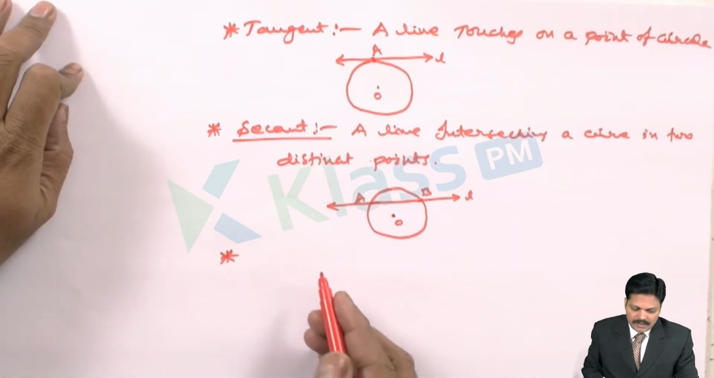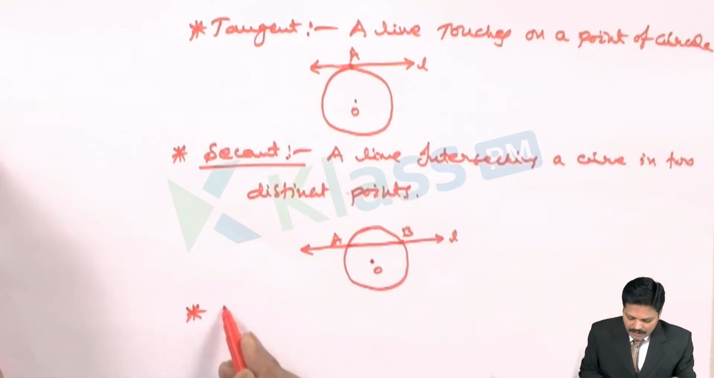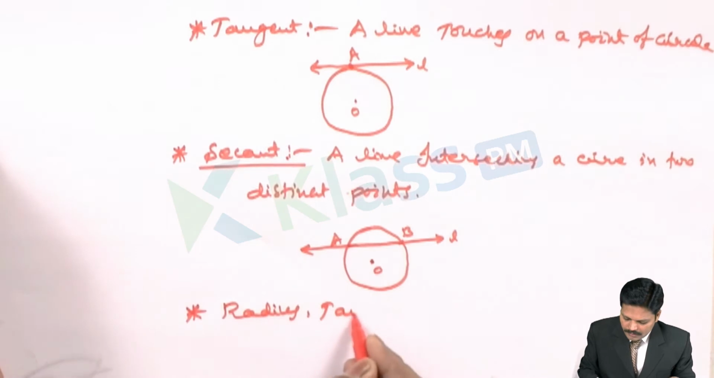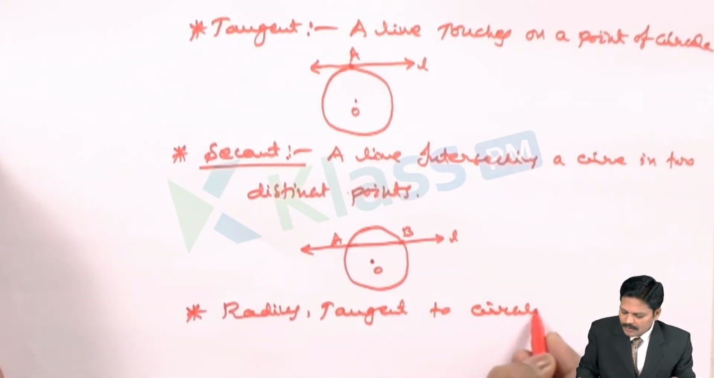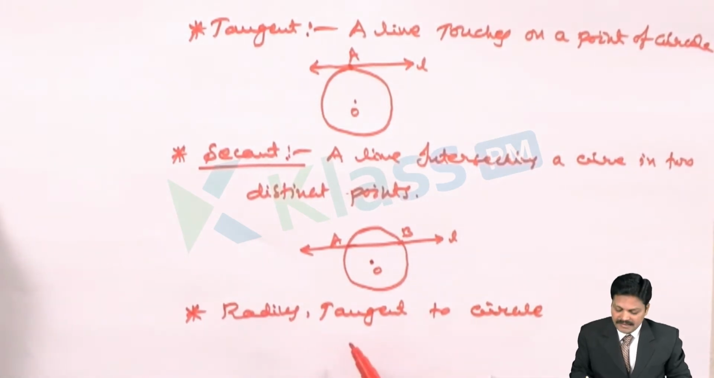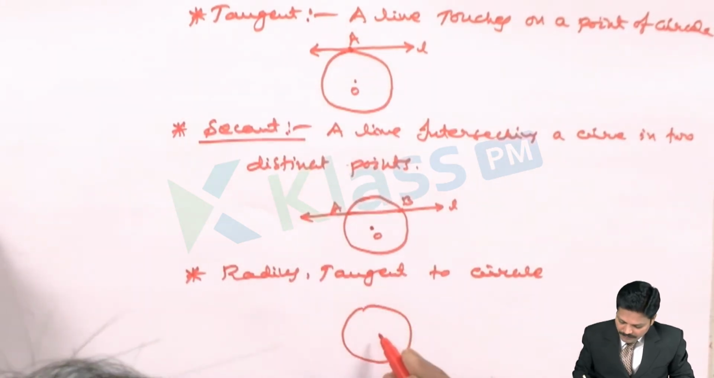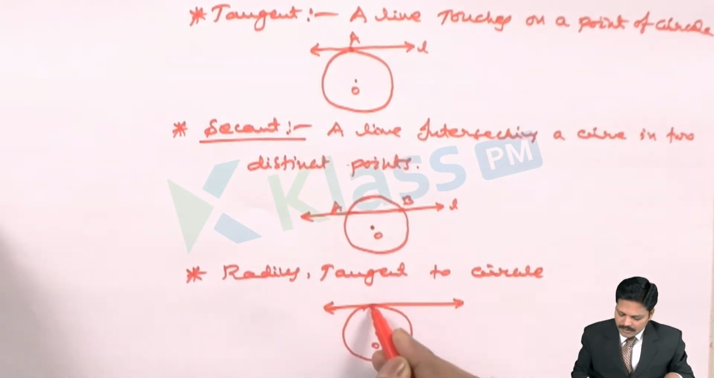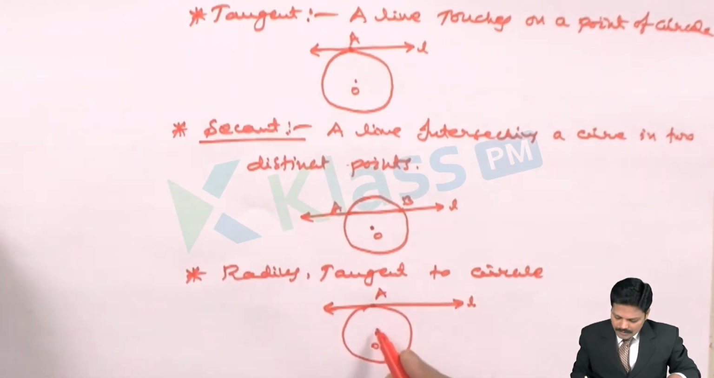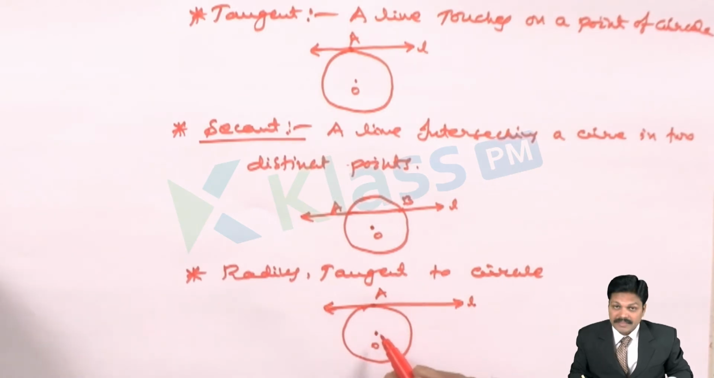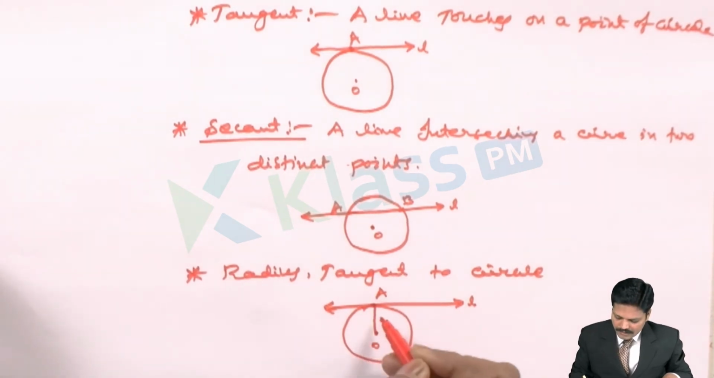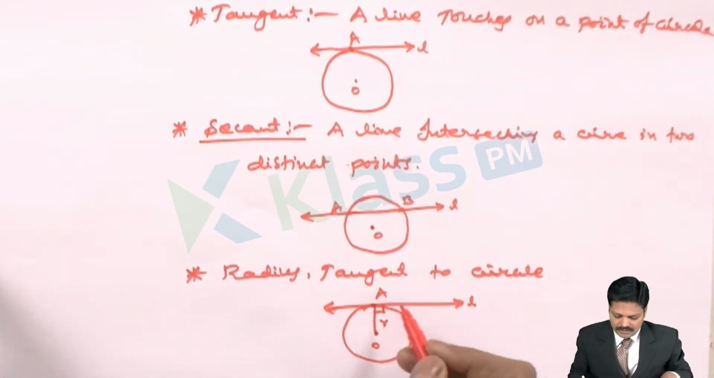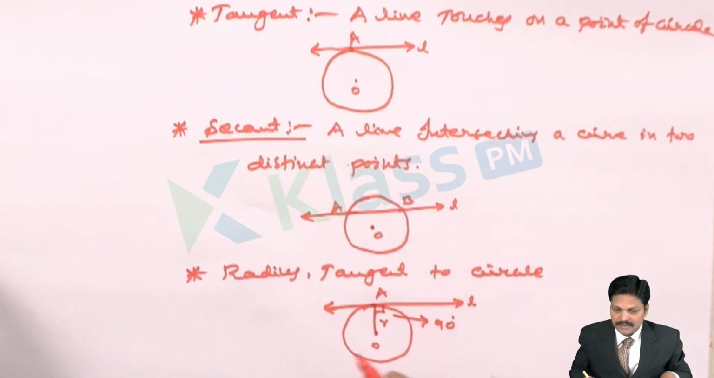Now we want to know about the relation between the radius and the tangent. If we have a radius and a tangent to a circle, the radius is perpendicular to the tangent, forming a 90 degree angle. How is it possible? See, this is the circle and this is the center point. I am taking one tangent, line L, touching at a point A. A line segment from the center to the circle is called the radius. At the touching point it forms a 90 degree angle.